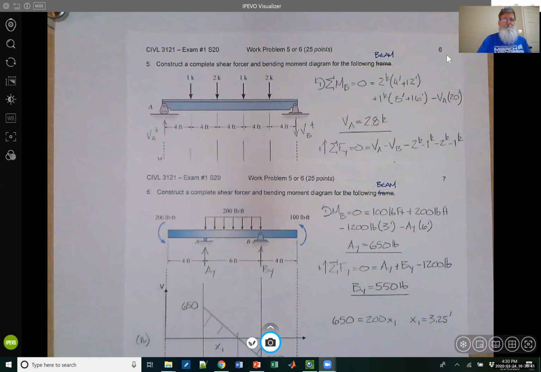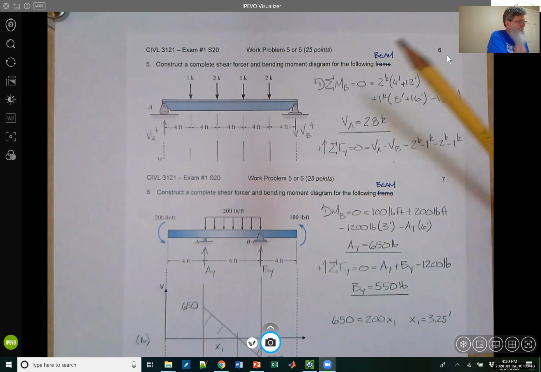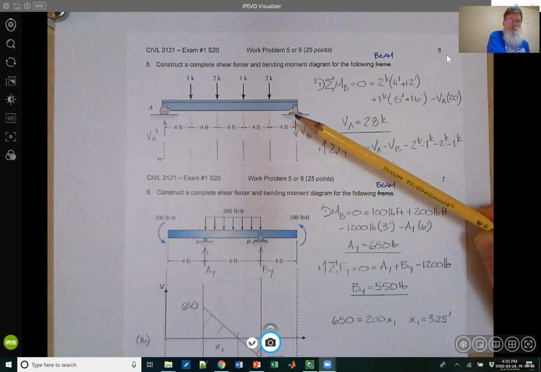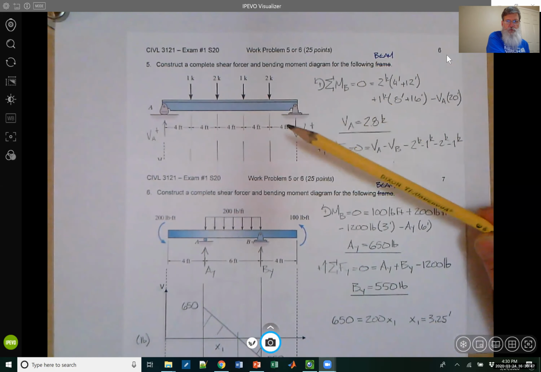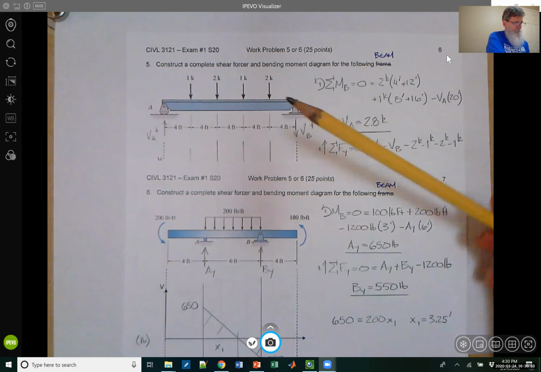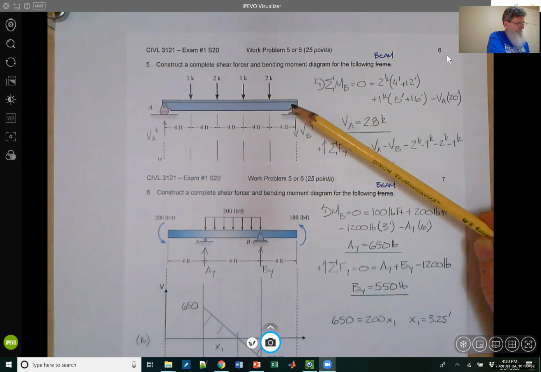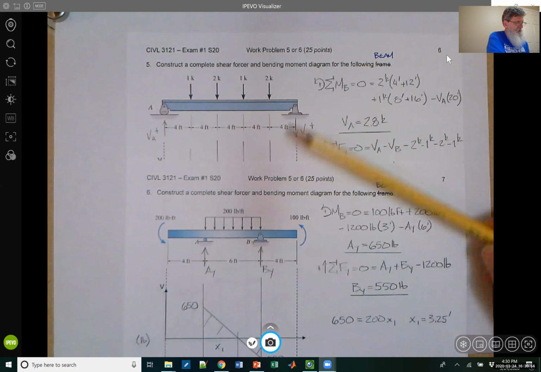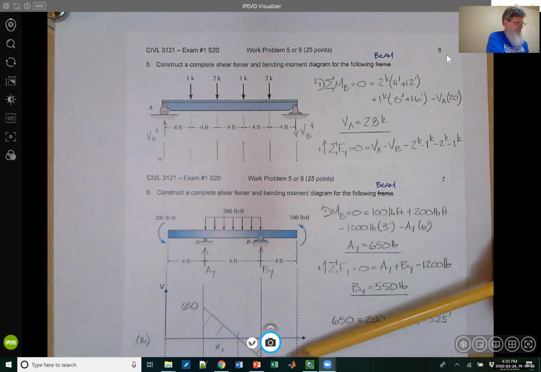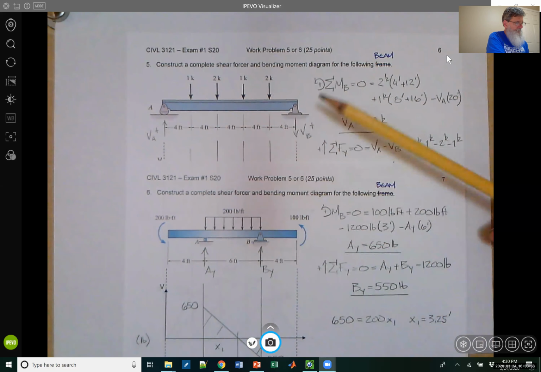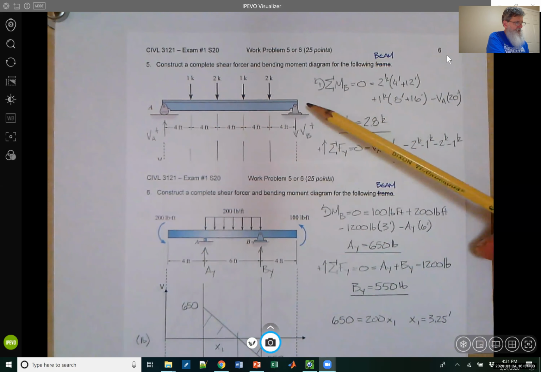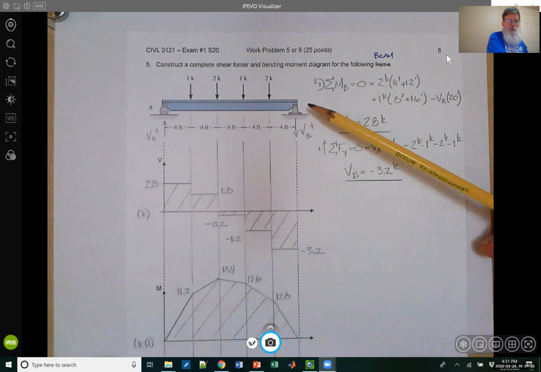For me, I think 5 was more preferred by you guys because we had some problems very similar to this in class. So for me, there's not much difference between the two. Maybe 6 is a little more challenging, but 5 is pretty straightforward, and that's the one most people went with. So let's talk about that one first.